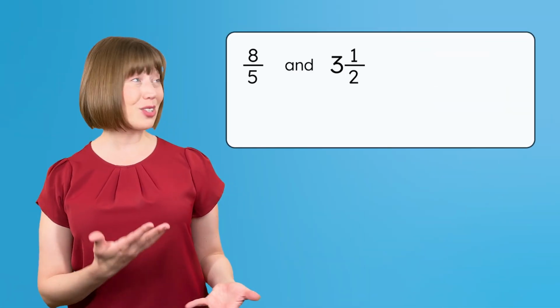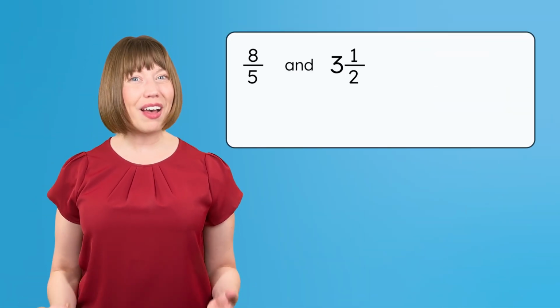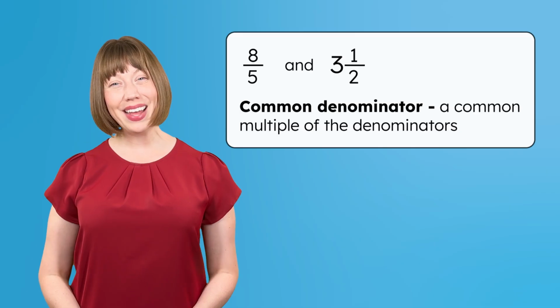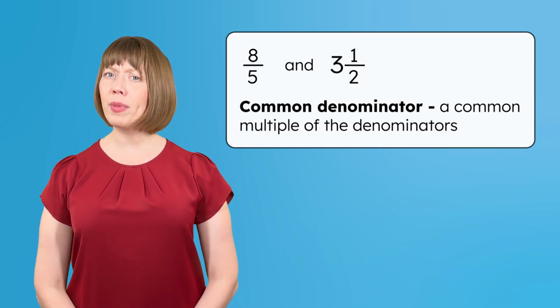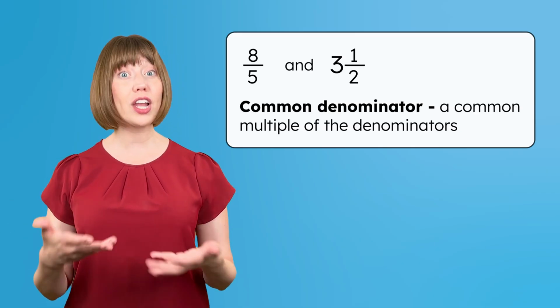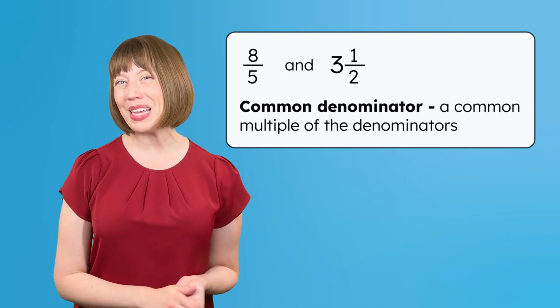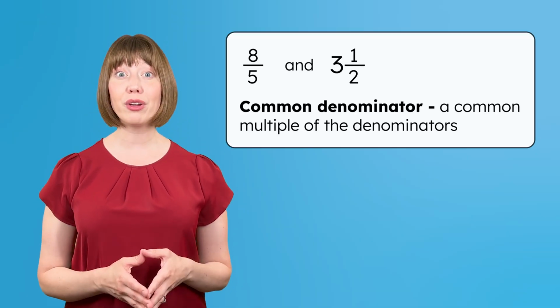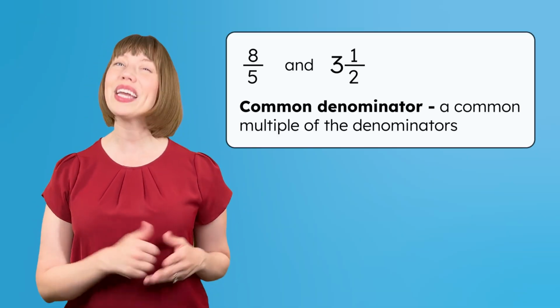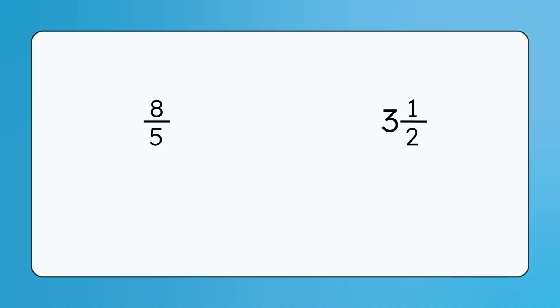Now that we know our fractions are fully simplified, we can find a common denominator for them. That means finding a denominator that all the fractions can share. I'll show you what I mean by finding a common denominator for 8/5 and 3 1/2. What do you notice about the denominators of these fractions?